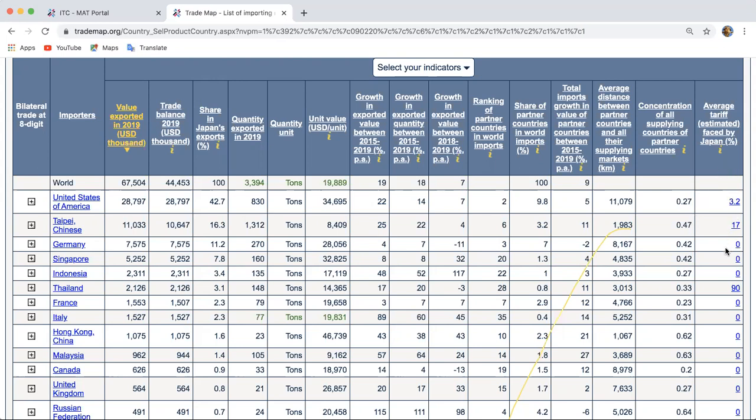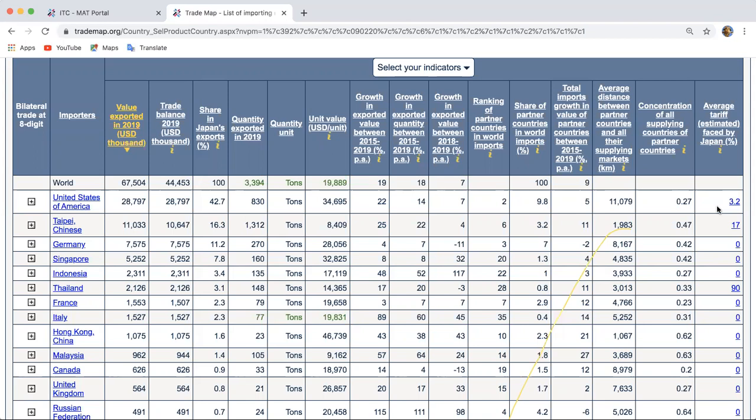Here we see already a glimpse of another tool. Actually, this column is the average tariff faced by Japan in these markets. And these numbers are direct links to Market Access Map, which is the tool that we will see in a little bit. So I won't talk too much about this, but it's pretty self-explanatory. For example, in the US, on average, Japan's green tea would face a 3.2% tariff.